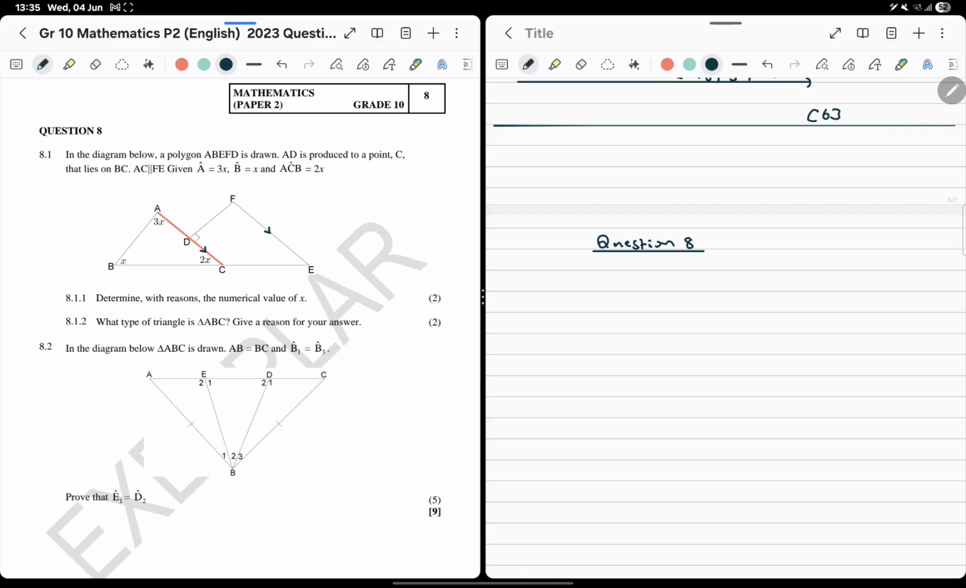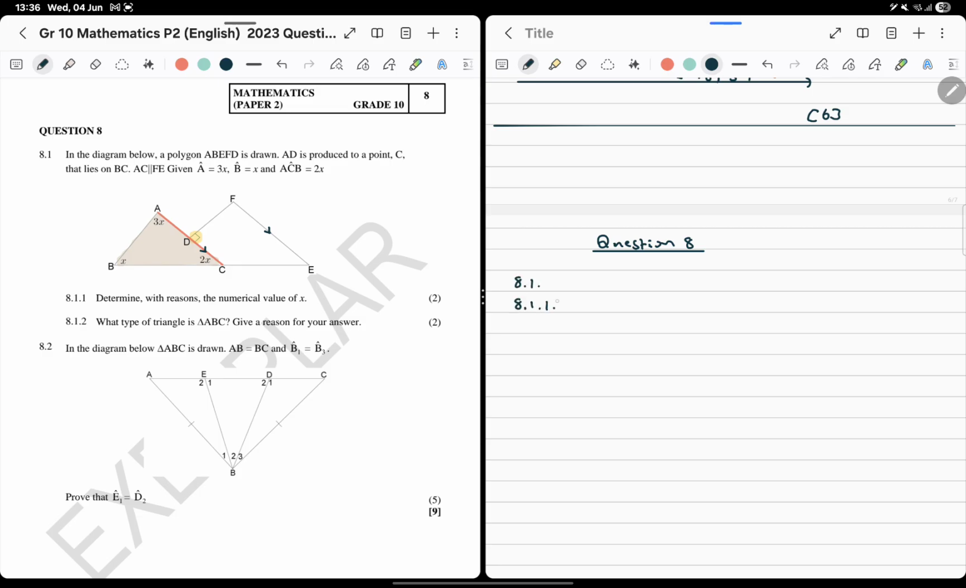But now nobody spoke about this 90 degrees, but it's here. So we need to think about it. Sometimes they just throw in something and not say anything about it, so that you can struggle to figure it out. So it says determine with reasons the numerical value of x. Okay, so this is easy because we'll just focus on the first triangle.